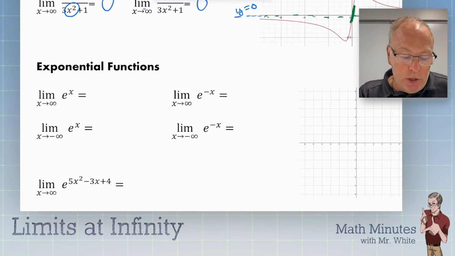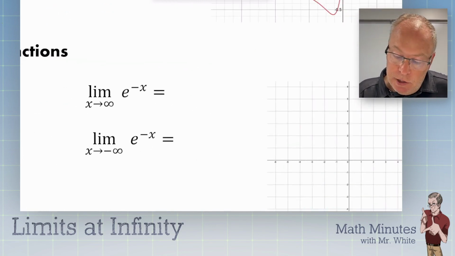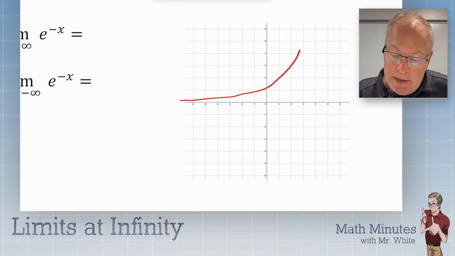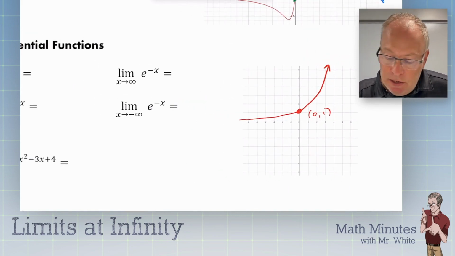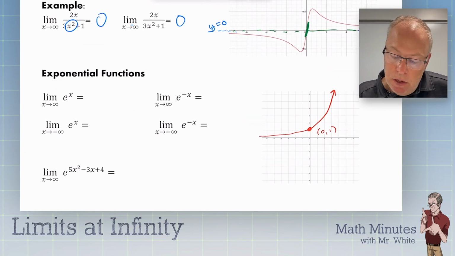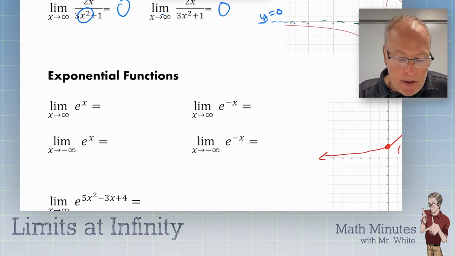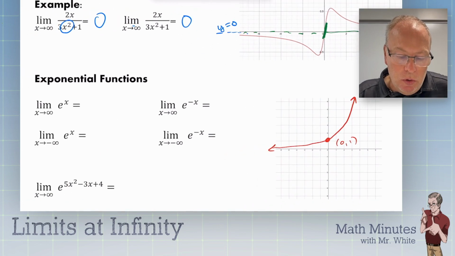What about exponential functions? Remember what exponential functions look like? They go up like this. They go through 0, 1, because anything to the 0 power is 1. So as we travel to the right, what is this function doing? It is exploding northward. So this would be infinity.